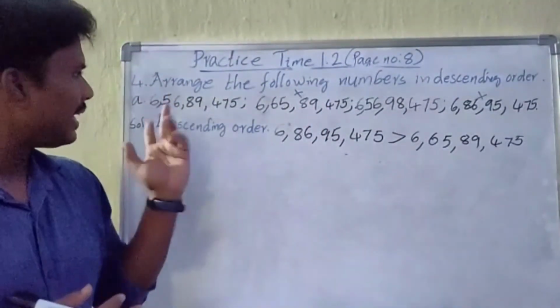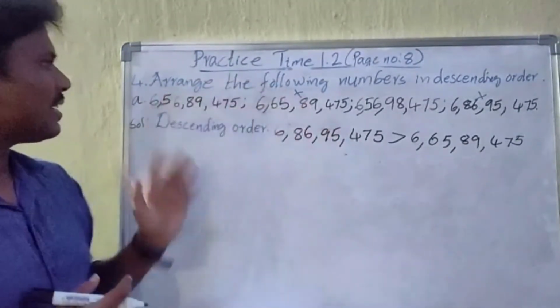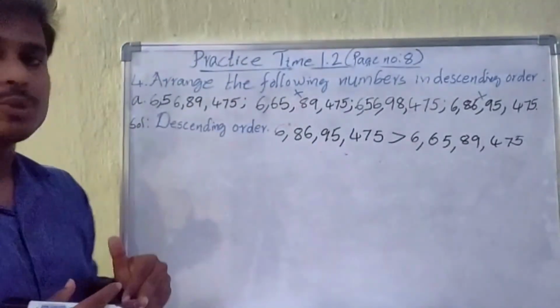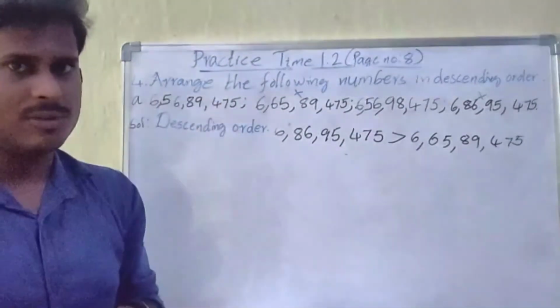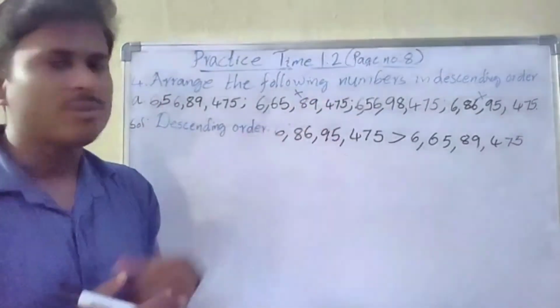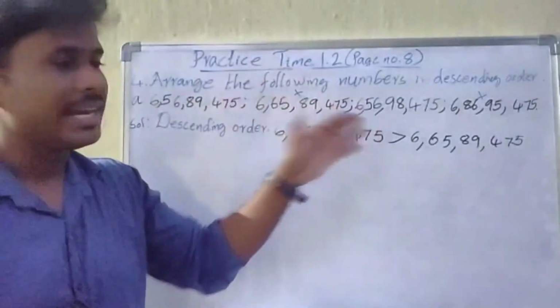Okay. So in the 10 lakhs place we have the same 5 and 5. In the 1 lakh place we have the same 6 and 6. That means 56 lakh here, 56 lakh here. So what do we have to do? Let us look directly at the thousands period. In the thousands period, we have 89 and we have 98 here. Okay. 89,000 here, here 98,000.